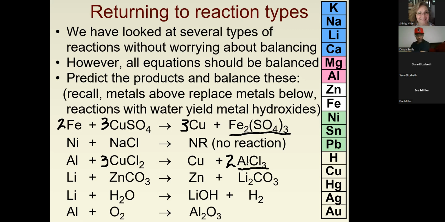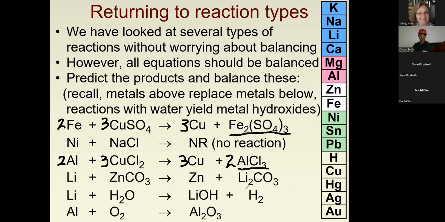And now you can see that the aluminum gets the 2, right? And the copper gets the 3. See how I just left it at the end to balance those two? Because if I had started by balancing that, I would have probably messed up. Maybe not in this particular one, but I would have.